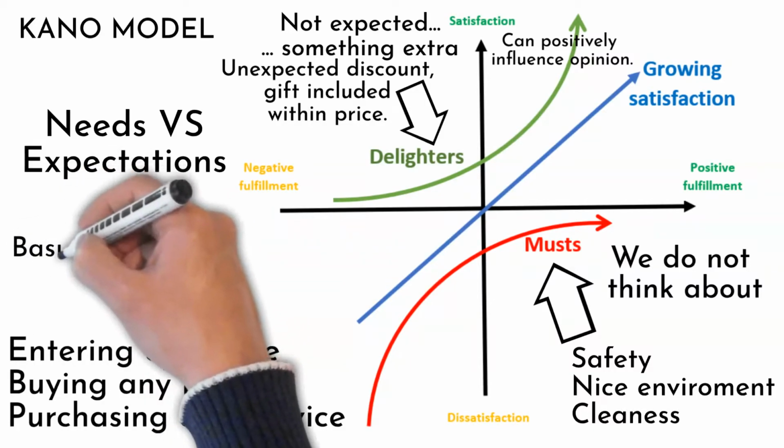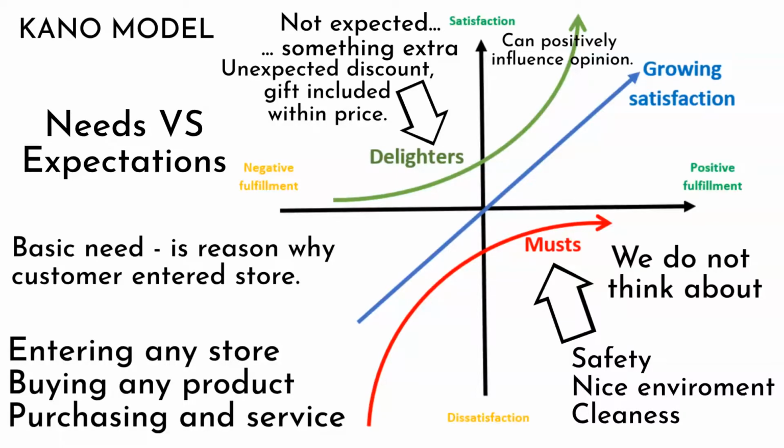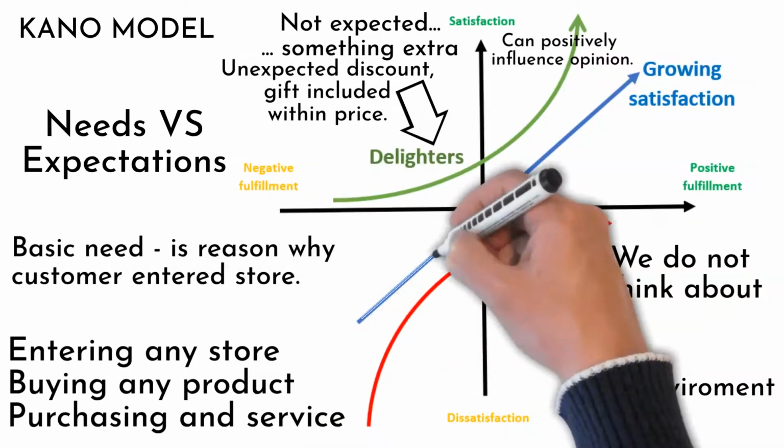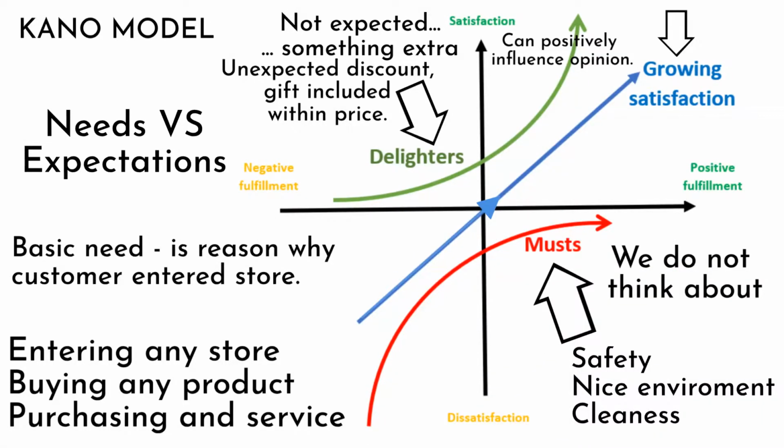Both expectations are perceived in parallel with the client's basic need. The basic need is why he entered your store, like to buy something. There is a directly proportional relationship between fulfilling needs and satisfaction. So as much as you fulfill customer wishes, his satisfaction is growing.